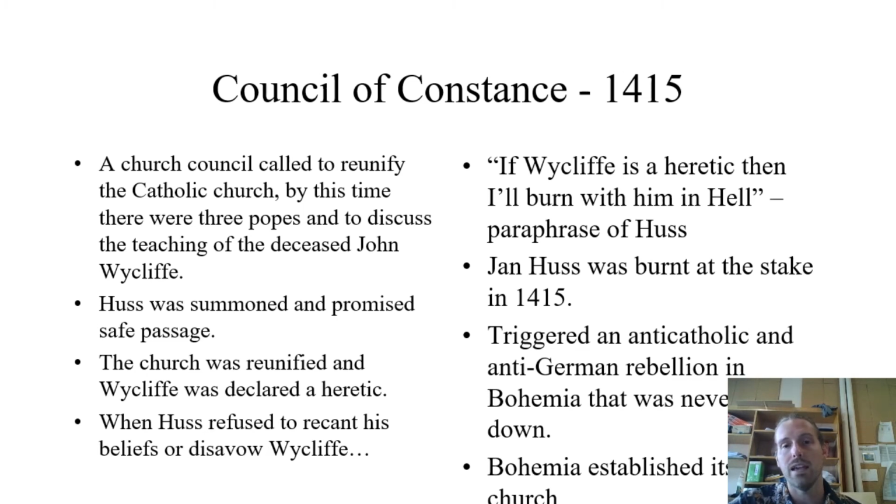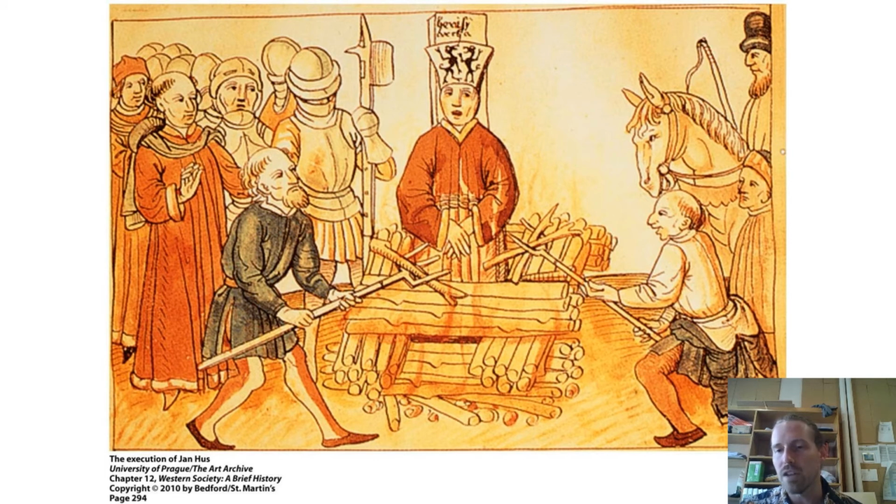Now, this triggered an anti-Catholic and anti-German rebellion in Bohemia that was sparked by the first defenestration of Prague, and it's not nearly as important as the one we're going to learn about from 1618 that sparks the 30 Years' War. But defenestration was something that the people of Prague were down with. Defenestration means when you throw someone out of a window. And we'll talk more about that when we get to the 30 Years' War. Now, this anti-Catholic rebellion in Bohemia was never put down. They were very upset about the murder at the hands of these church officials of their hero Jan Hus.